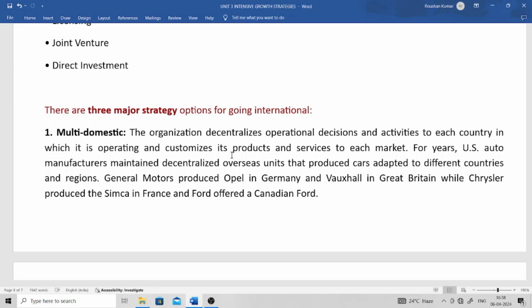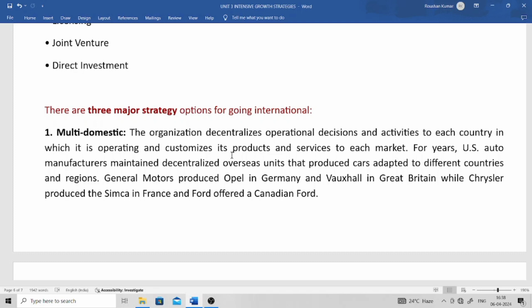Second, there you have global strategy. The organization offers standardized products and uses integrated operations. For example, Ford is treating its Contour as a car for all world markets. It means the same product is used for the whole world. So that is about global.